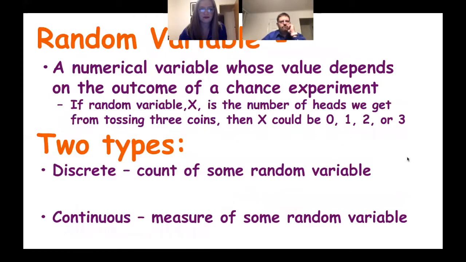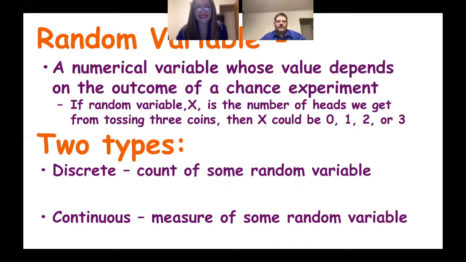All right. So a random variable. A random variable is a numerical value whose value depends on the outcome of a chance experiment. So if we do something, we're going to count the results, and they're going to be numerical rather than like blue.